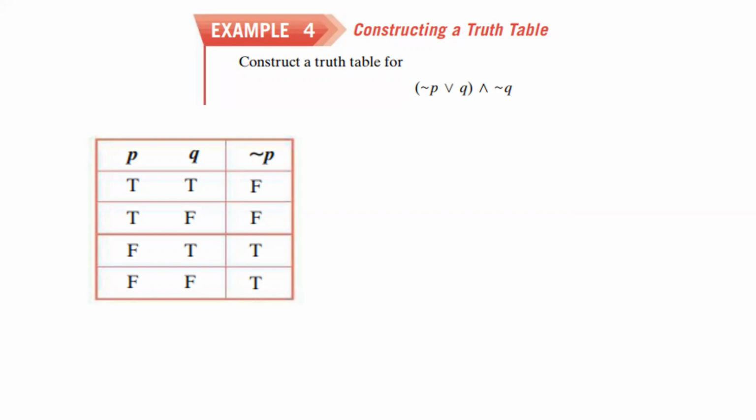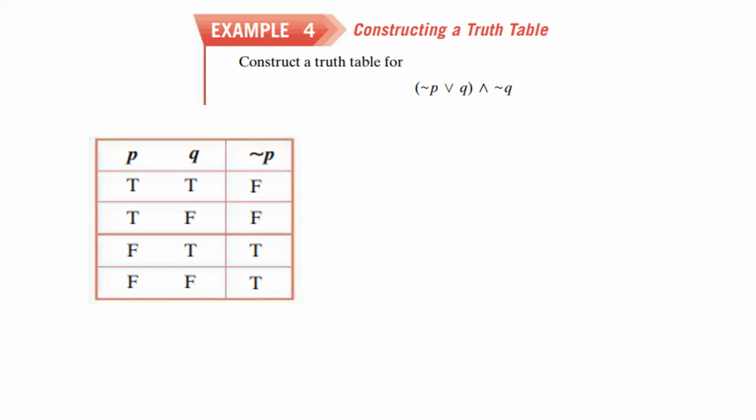Upside down v means or. So I need one of those two statements to be true. The only way that tilde p or q is going to be false is if both of those individual things are false. I'll speak through each row before revealing the answer. In the first row, q is true and tilde p is false. So tilde p or q is going to be true. One of those things is true.